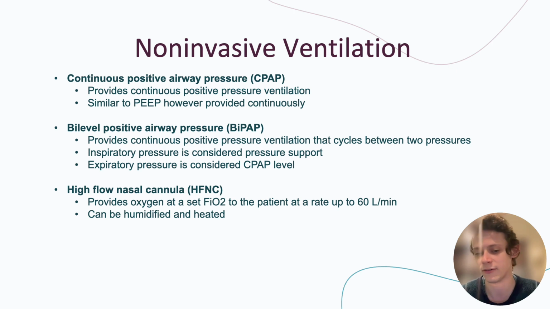And then last, we have high flow nasal cannula, which provides oxygen at a set FiO2 to the patient at a set rate. It can be up to 60 liters a minute, and it can also be humidified and heated. All three of these non-invasive ventilation strategies do require ICU level of care because the patient is still at a risk of reintubation and respiratory collapse. So it requires a high level of care.